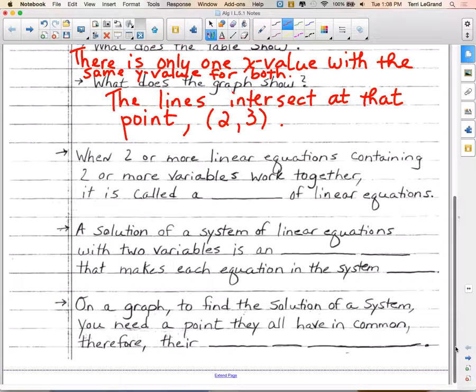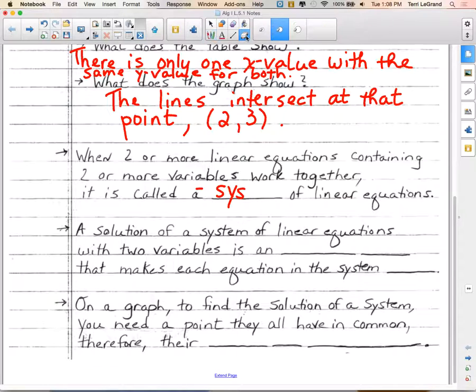When two or more linear equations containing two or more variables work together, it is called a system of linear equations. That dash doesn't need to be there. They are working together. It was kind of like the coins. The nickels had to work together with the dimes, and they had to form a total of 19 coins, and they had to value $1.25. They had to work together to help us get the answer.